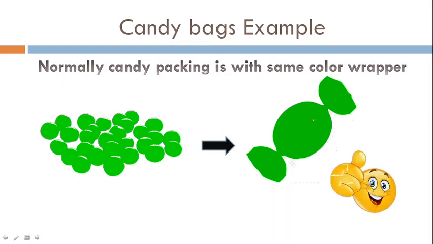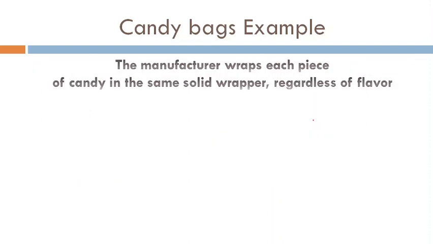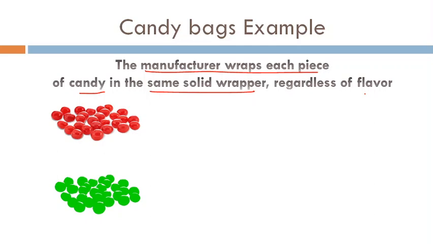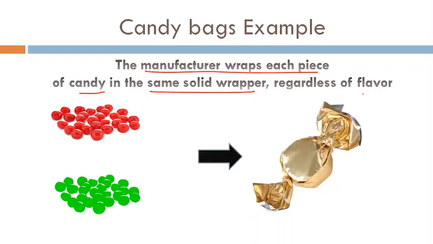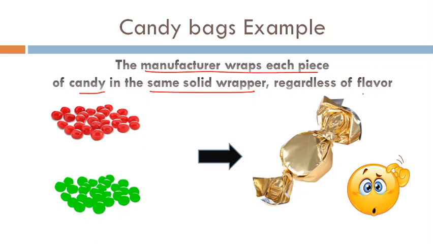But see here, our manufacturer wraps each piece of candy in the same solid paper, regardless of flavor. Forget about flavor. The manufacturer wraps all these cherry candies and lime candies with the same wrapper. This is a little bit confusing. Which one is cherry candy? Which one is lime candy?